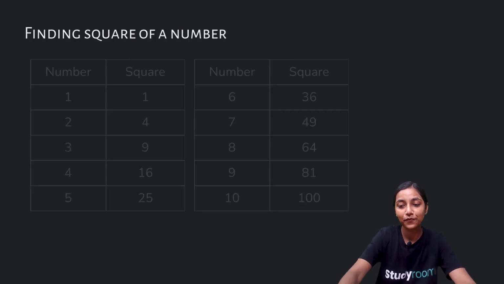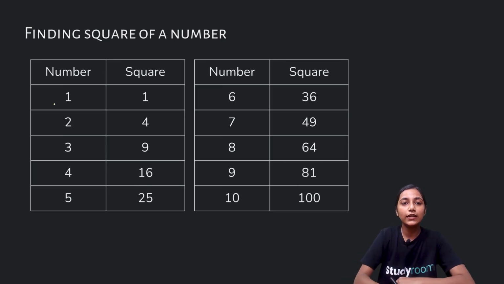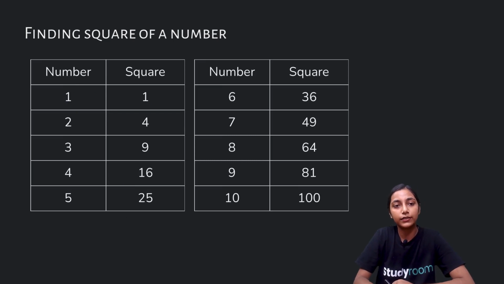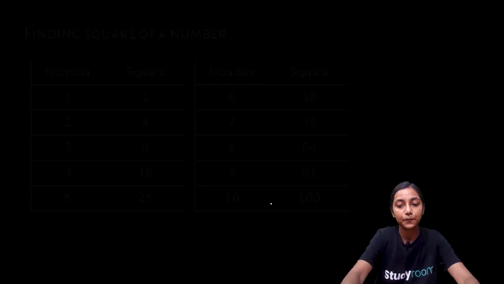What's next? Here you can see that we are given numbers and their squares. If the number is 1, its square is 1; 2 square is 4, 3 square is 9, 4 square is 16, 5 square is 25, 6 square is 36, 7 square is 49, 8 square is 64 and 9 square is 81, while 10 square is 100. We know these.